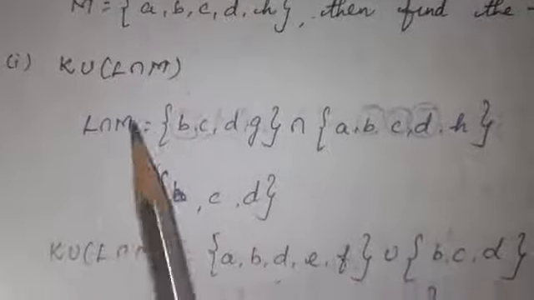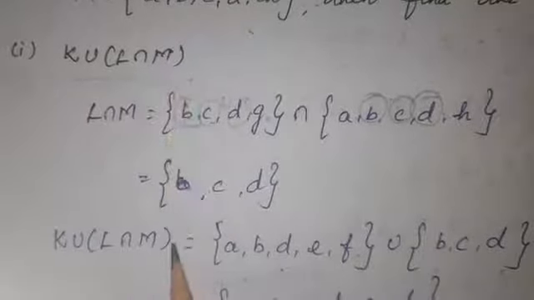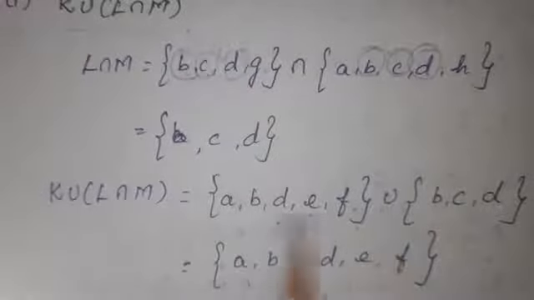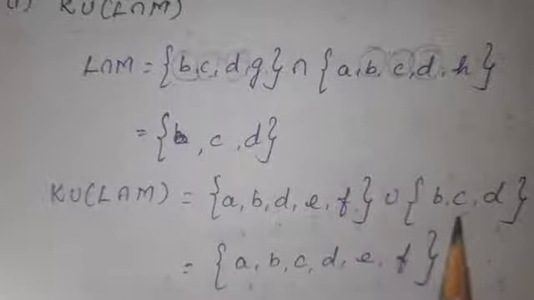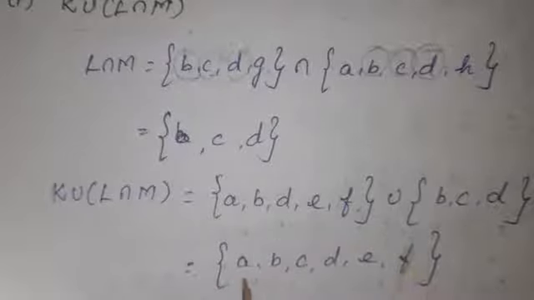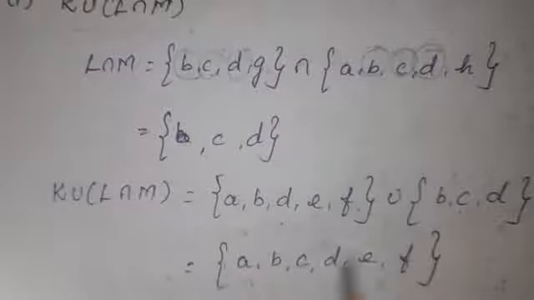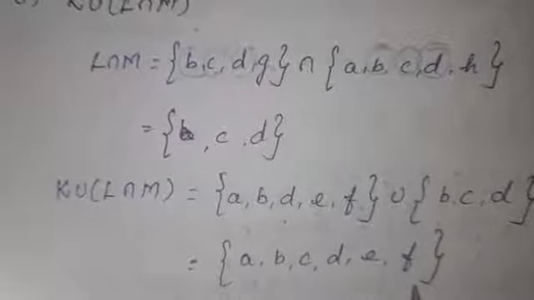Next I am going to find the full question. K union (L intersection M) is equal to K set, I have written, union, L intersection M is already found, that answer you should write here. Union means join together and write it. The first set is A, B, D, E, F and the second set is B, C, D, so the answer is A, B, C, D, E, F, written in order.